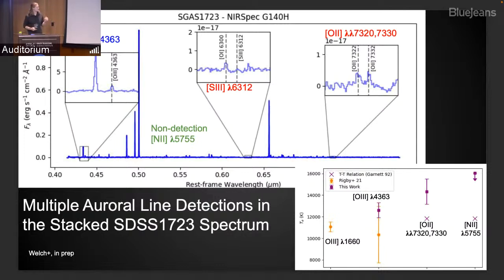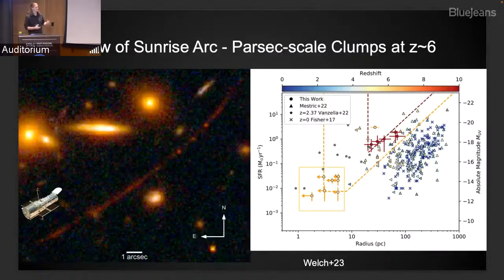I'm going to jump now from TEMPLATES to higher redshift. So this is the Sunrise Arc. This is at redshift 6. So a pretty big jump from around redshift 1 or 2, cosmic noon. Now we're at redshift 6. What was previously considered high redshift, though after the talks yesterday and earlier today, it's kind of middle of the road. No one really cares anymore.